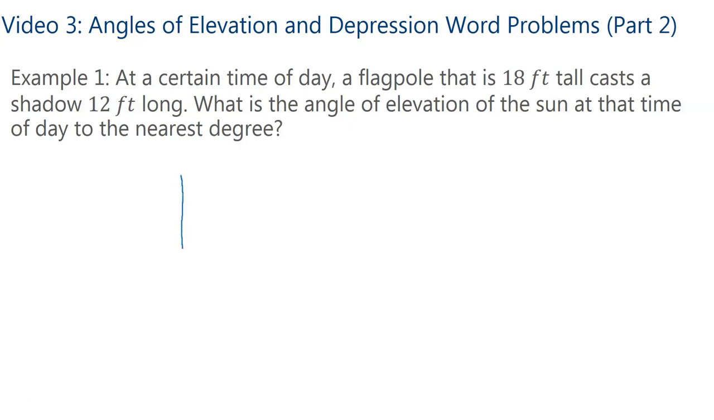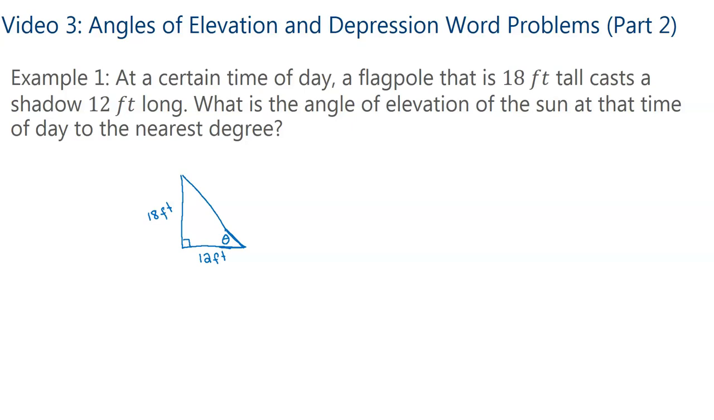Here will be the flagpole, and here will be the shadow on the ground. We'll join these up to make a right triangle. Now we know the flagpole is 18 feet, and the shadow is 12 feet. Now we're looking for the angle of elevation. So that's down here. It's the angle formed between the horizontal line and the line above the horizontal line.